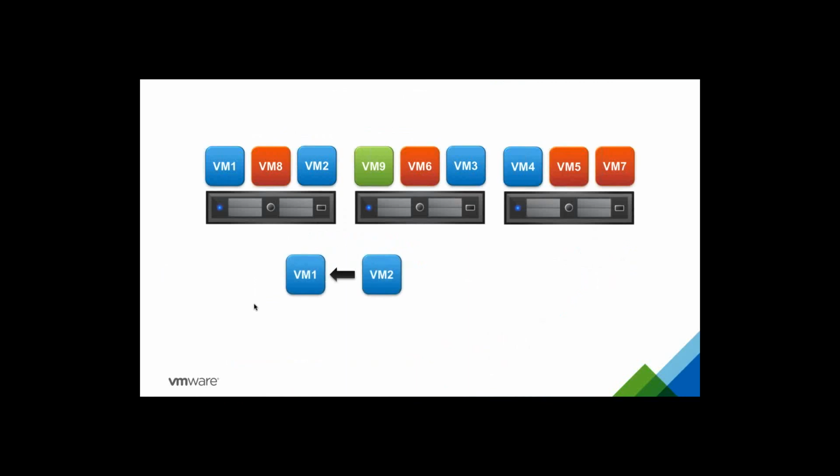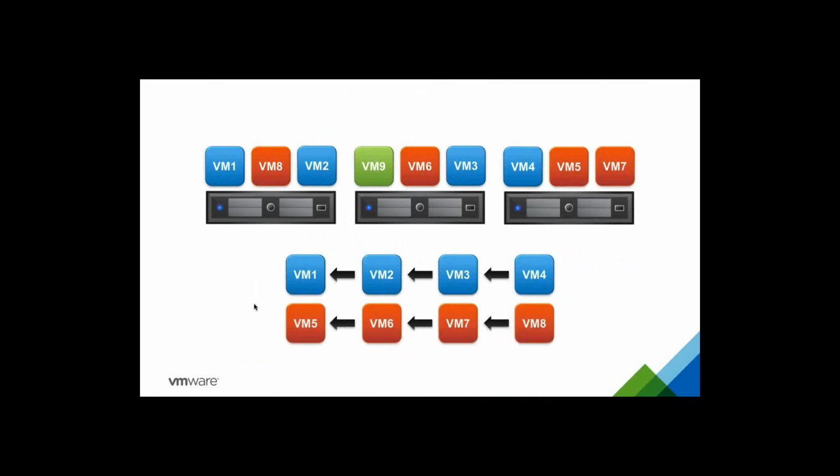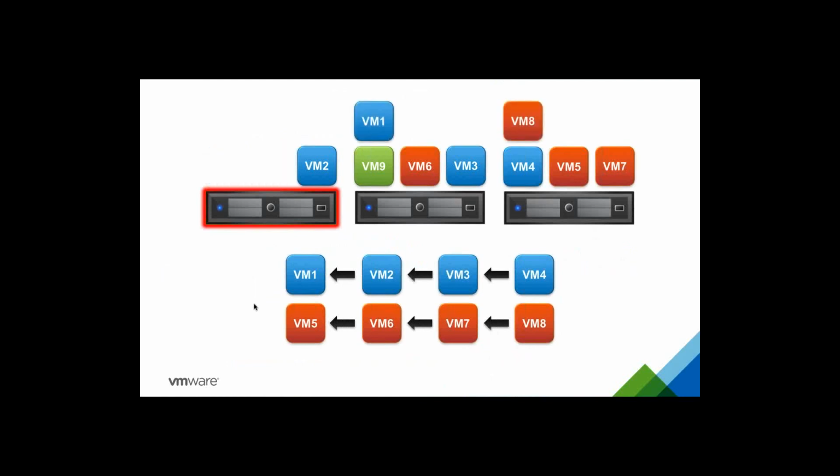For this case, I'm just going to create a simple dependency chain where VM2 is dependent on VM1, VM3 depends on VM2, and VM4 depends on VM3, and that's the startup order that I would like to configure. And then the same for the red application, a very similar startup dependency order. So if I lost the first host in this cluster, what would happen is that VM1 and VM8 would actually start at the same time.